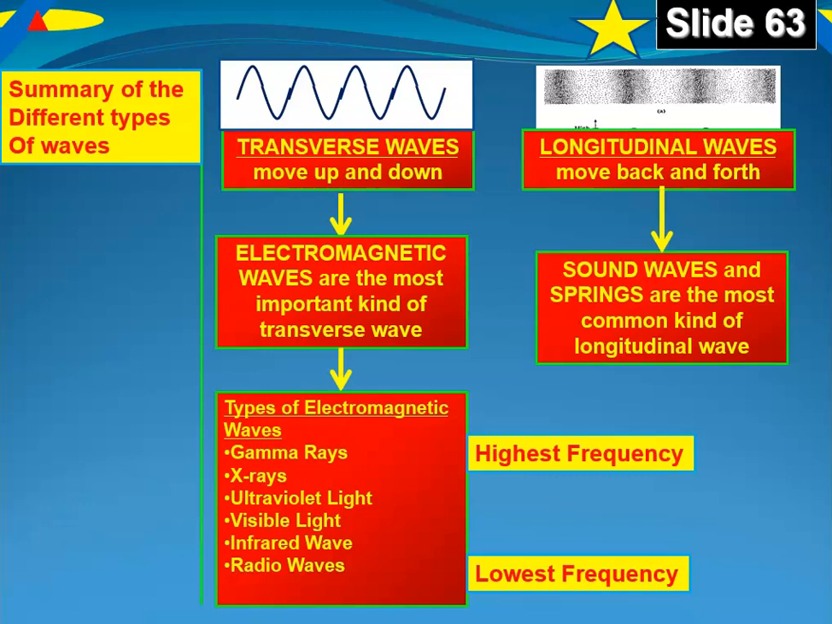But the kind that we're really interested in here are electromagnetic waves. They're the most important kind. And then of electromagnetic waves, we have the 6 types of electromagnetic waves that we just talked about. On the other side, we have the longitudinal waves. Those are the kind that move back and forth.